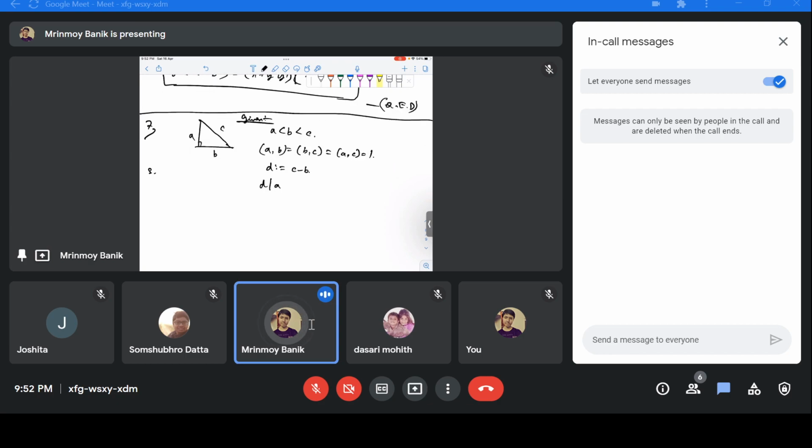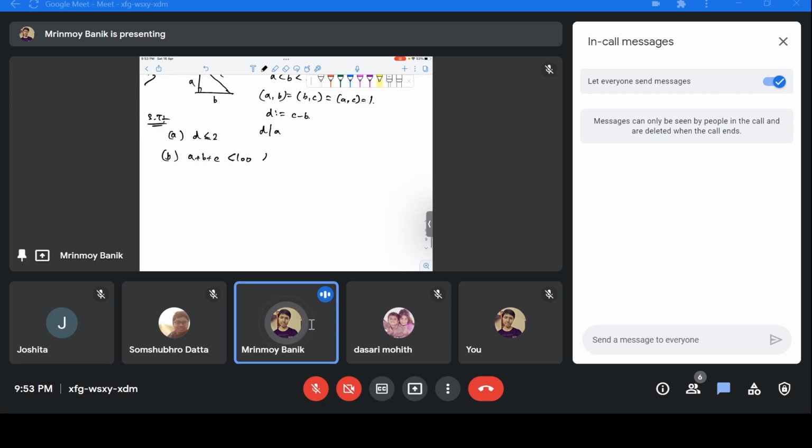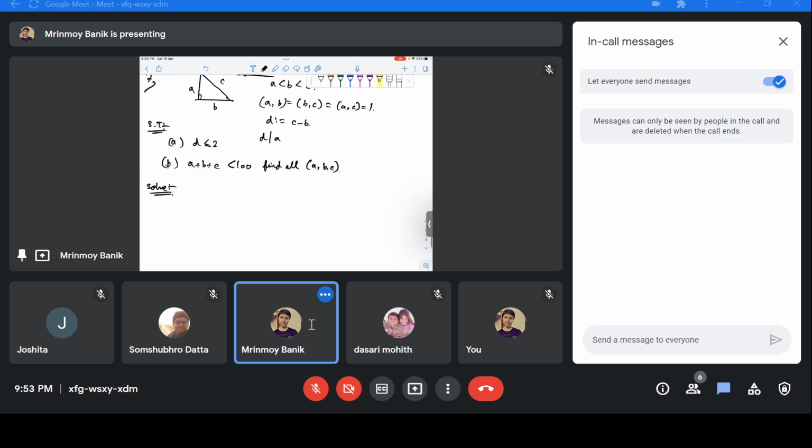So we need to show that D is less than or equal to 2, and the second one is to find all such triangles. A plus D plus C is less than 100. So find all triangles. Find all possible tuples.